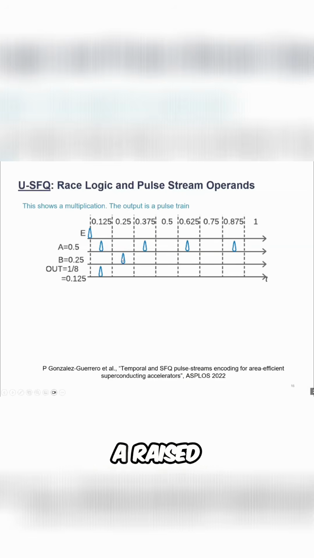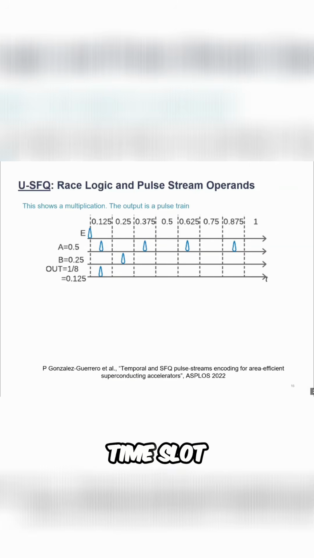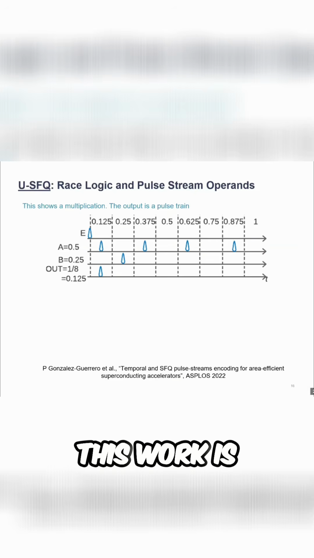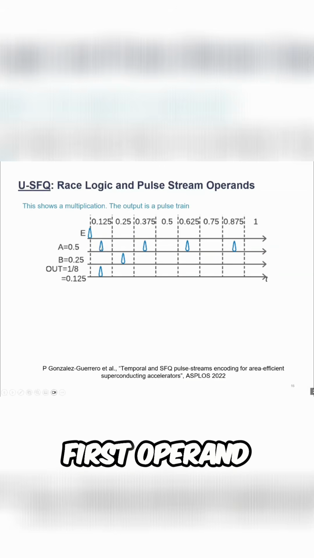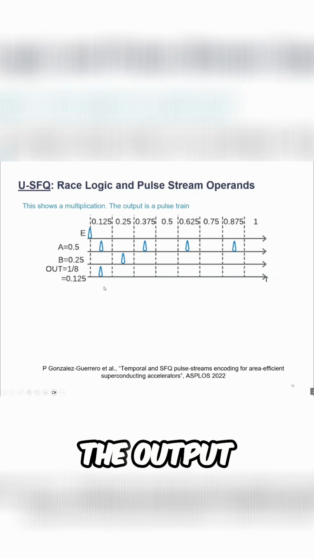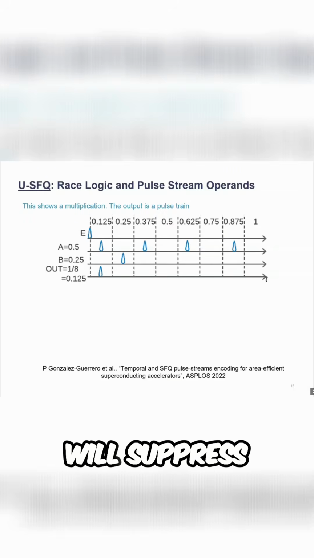And here, because it's a race logic operand, we only have one pulse. And in this case, it's a value of 0.25 because that one pulse drives in time slot 0.25. The key to making this work is we're going to use the race logic operand to suppress any other pulse train operand input. So in other words, every pulse that comes from this first operand, the pulse train operand, will be propagated to the output until the race logic operand arrives. And that will suppress any further other output pulses.